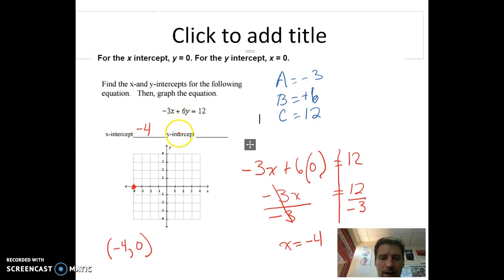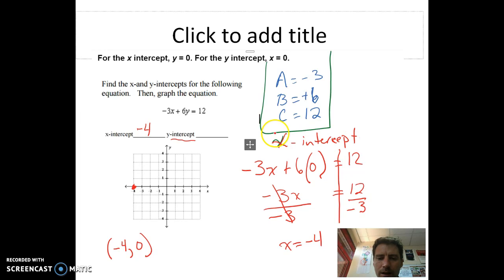Well, now I want to find the y-intercept, and I'm going to do the same thing except plug in 0 for x. So let me box this. Sorry, I'm trying to organize the notes a little bit for you. This was the x-intercept here, and I'm going to do the y-intercept in green up here.